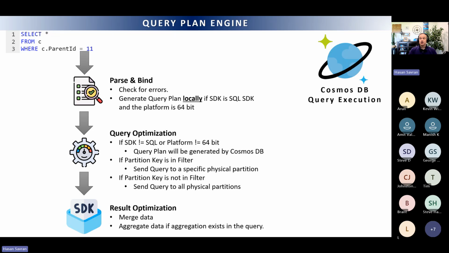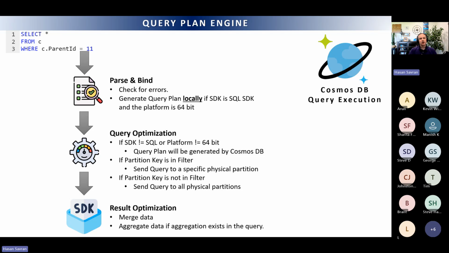From here, the next step, which is very important for developers, is that if your SDK, which is actually executing this query, is 64-bit, that means we can create this query plan locally without going to Cosmos DB. That saves you one request, which is a lot, because for every select statement you save one request to Cosmos DB. If it's 32-bit, then we have to make a request and create the query plan in Cosmos DB. When it comes to query optimization, again, if it's 32-bit, that's what we have to do.